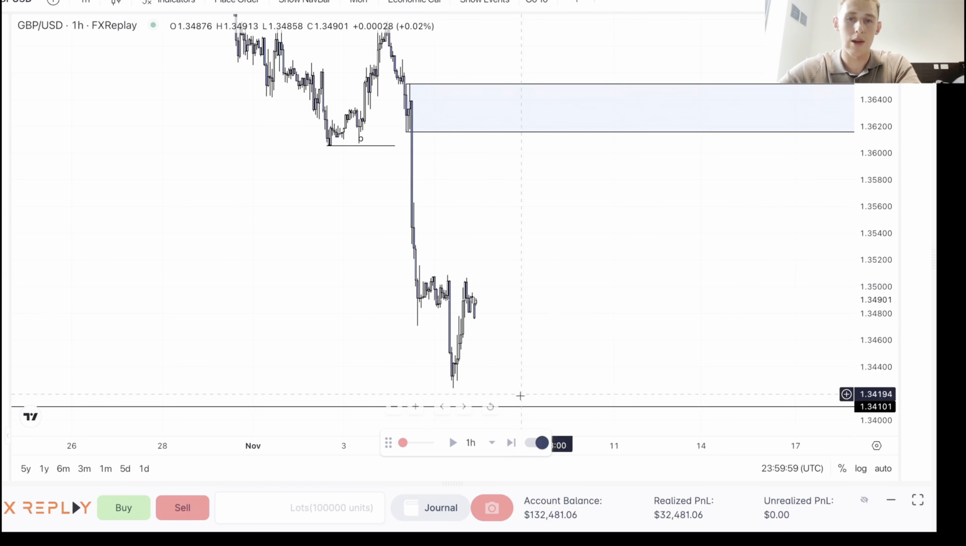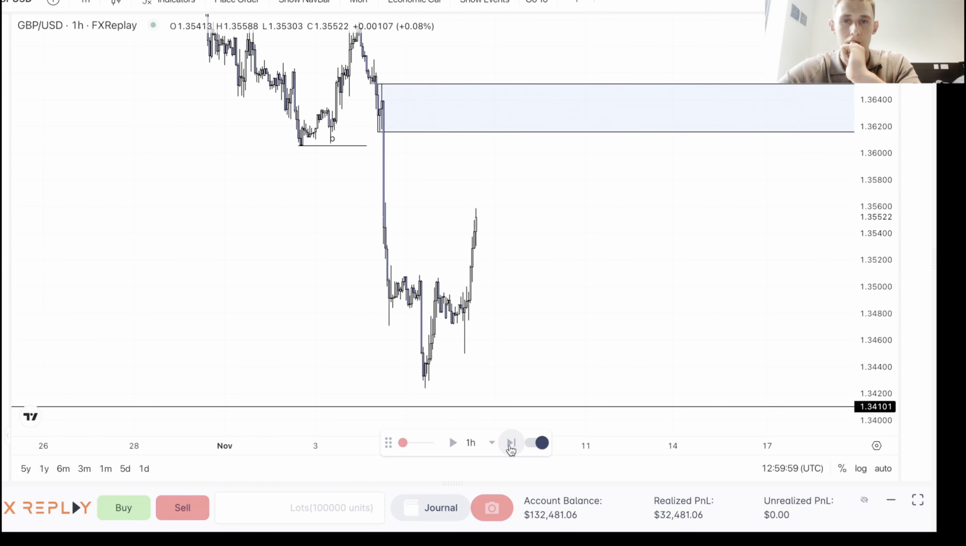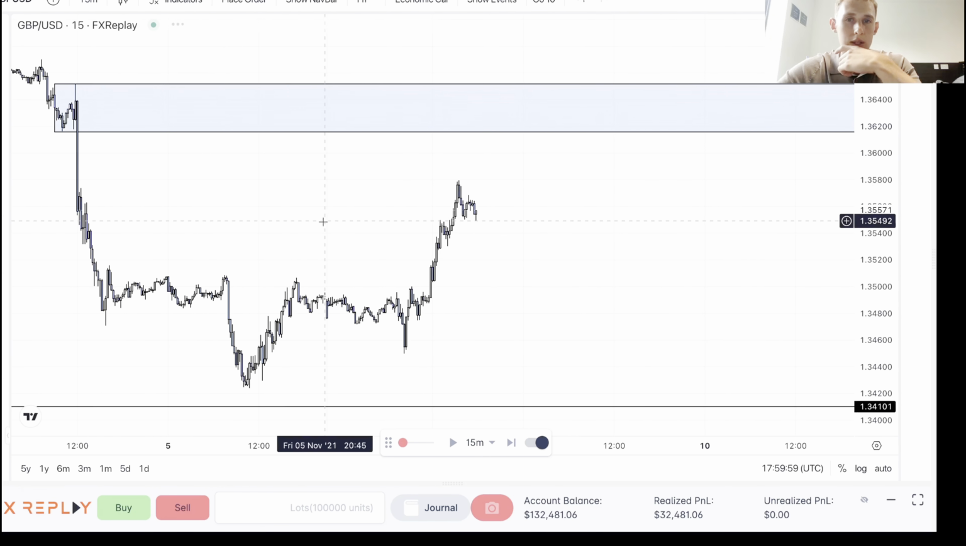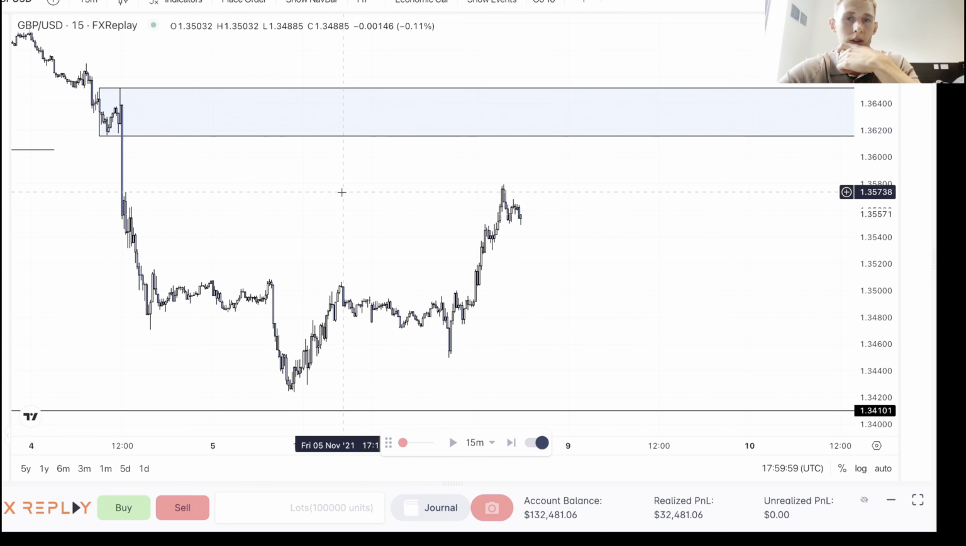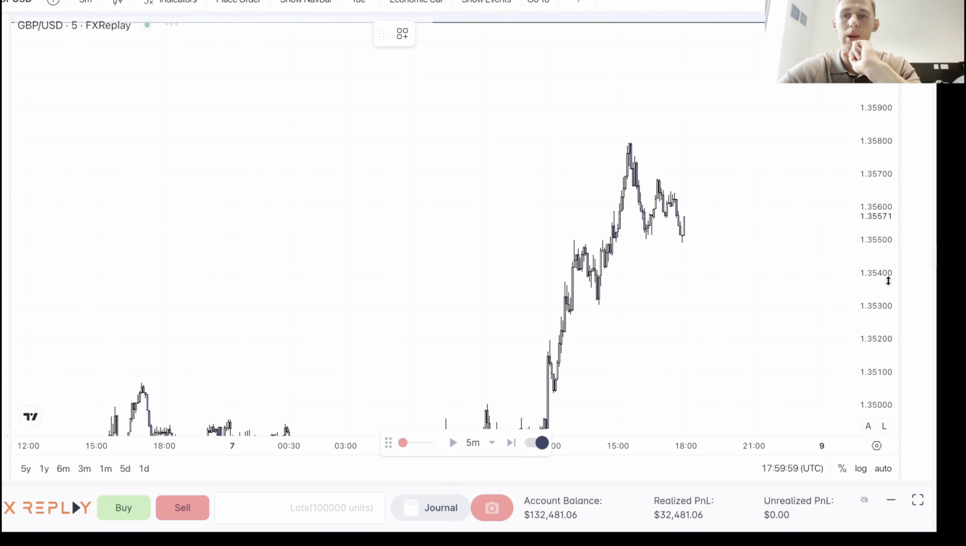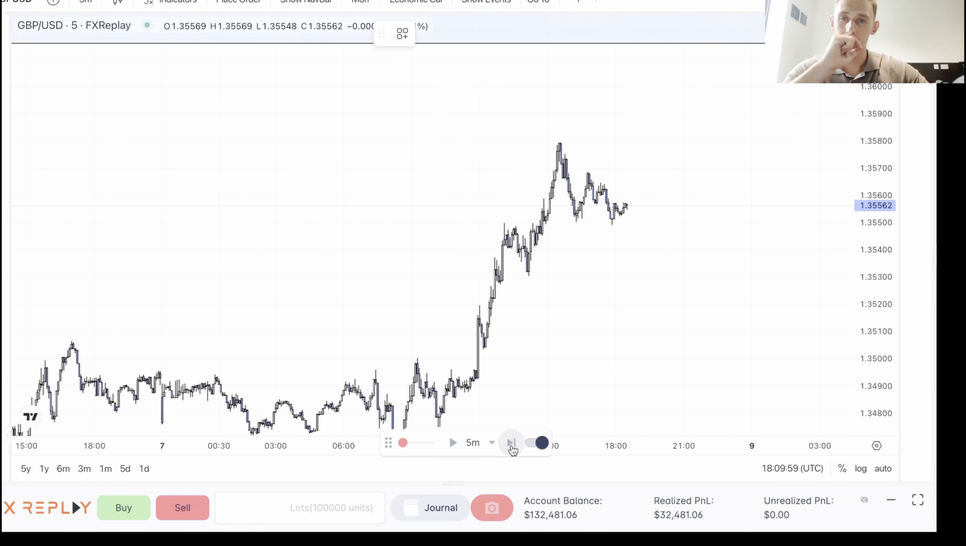Maybe once that wick goes there. Or not. So let's have a look here. This would also be another valid zone, so this area, because this was the last bit of liquidity before the imbalance above. So if price can break some structure here, I would consider selling. If not, we can look for our sells in this area of supply just above.